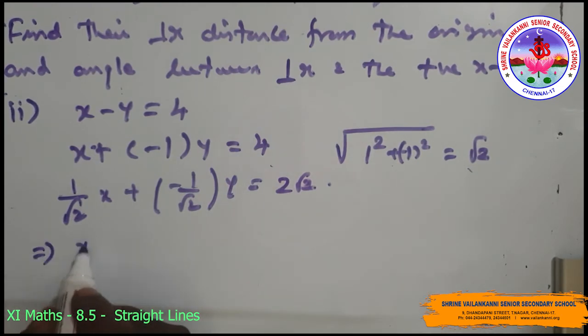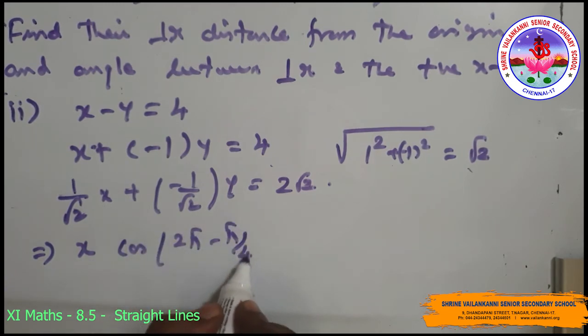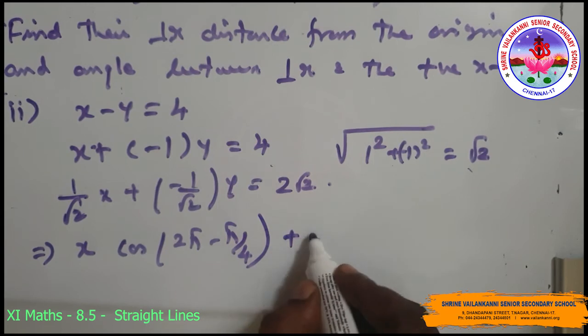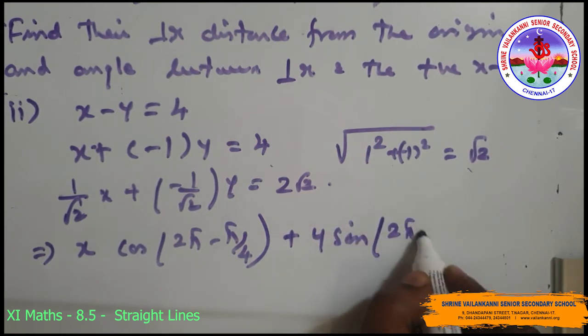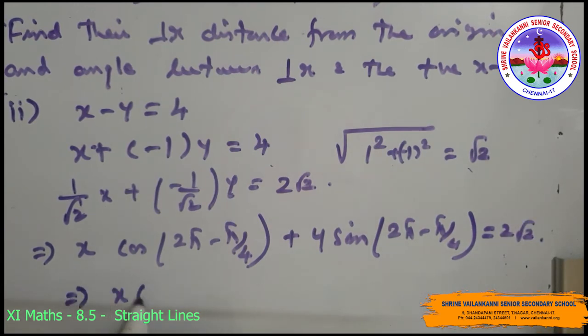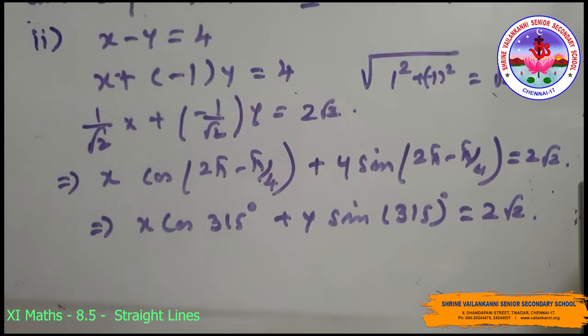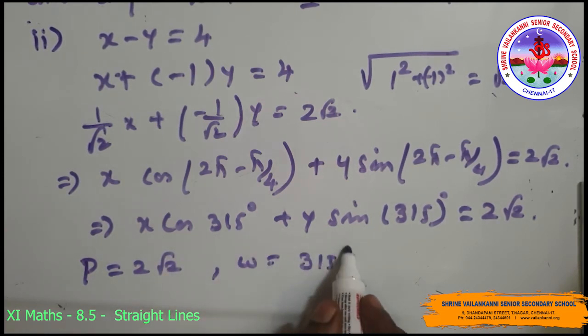So we have x into cos of 2π minus π by 4, which is 1 by root 2, plus y sin of 2π minus π by 4, which is equal to 2 root 2. So we have x cos 315 degree plus y sin 315 degree, which is equal to 2 root 2, in the form of x cos ω plus y sin ω, which is equal to P. Here we have P equal to 2 root 2 and ω equal to 315 degree.